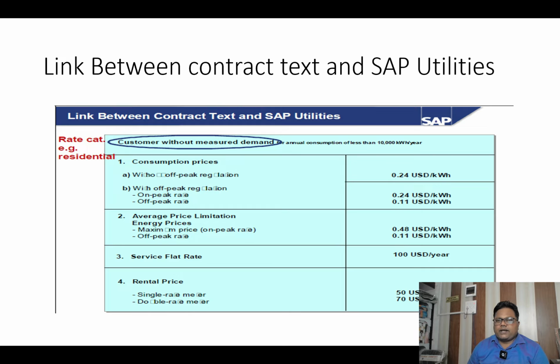Link between contract and SAP utilities. So this is a business scenario. Here it is showing here. So all these are the rate categories.